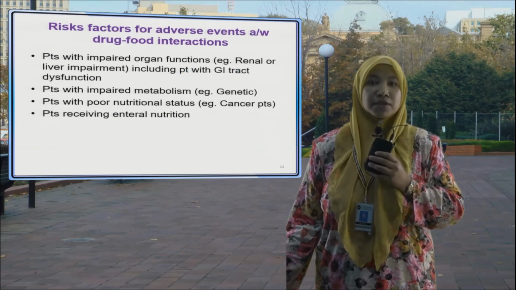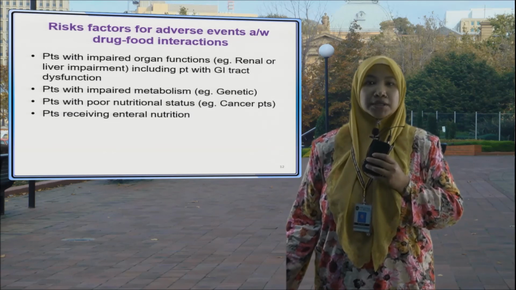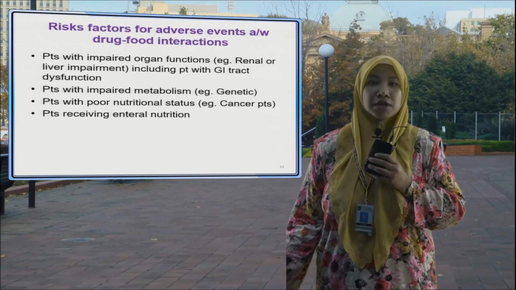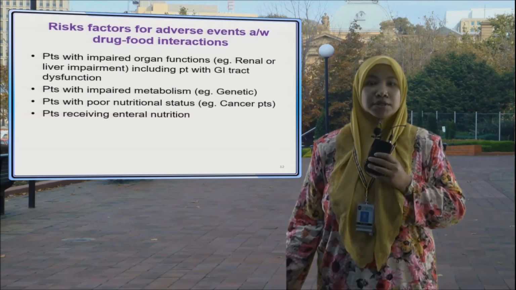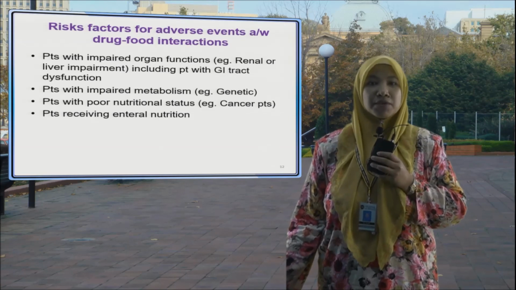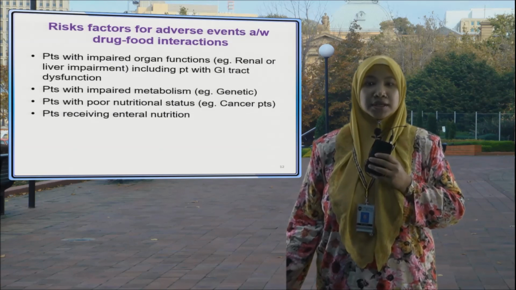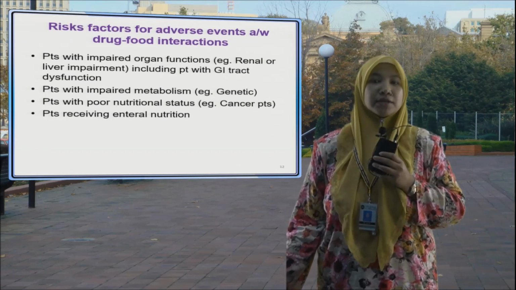Next, patients with impaired organ function. For example, patients with renal or liver impairment, including patients with GI tract dysfunction. Patients with impaired metabolism, which may be caused by their genetics. Patients with poor nutritional status, such as patients with cancer, and also patients receiving enteral nutrition.